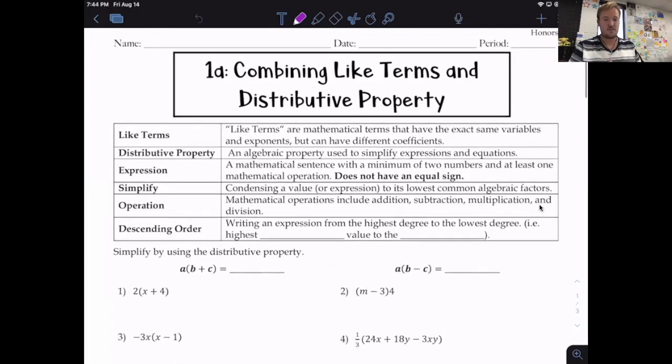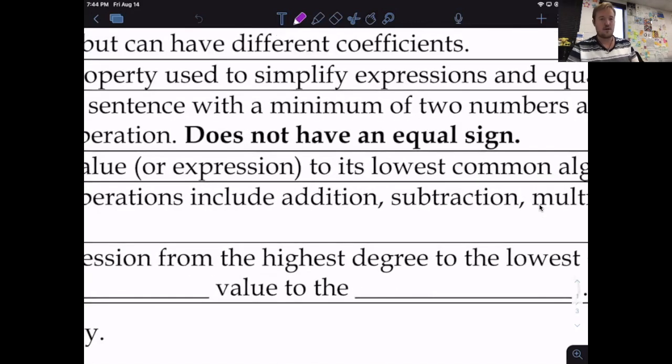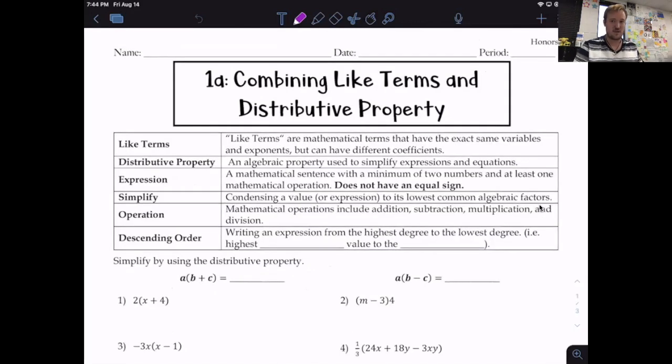So distributive property is going to be covering an algebraic method that we're going to be looking at here. So an expression is essentially just a mathematical sentence. It just has a minimum of two numbers and at least one mathematical operation. So one thing to really look at here is an expression does not have an equal sign. An equation has an equal sign, whereas an expression does not. So we're going to be looking at simplifying these as well. So simplifying is just a very fancy way of saying I want to condense or write it in fewer terms. So an operation is just adding, subtracting, multiplying, dividing, any of those.